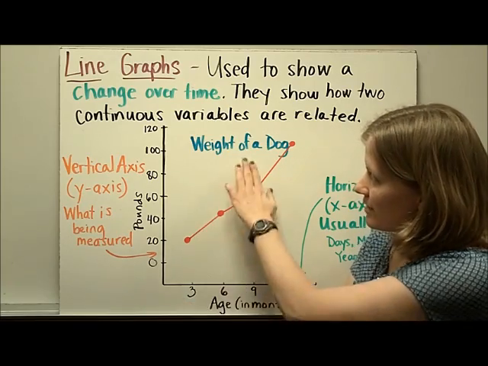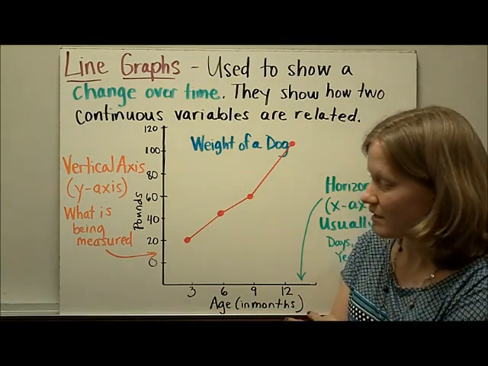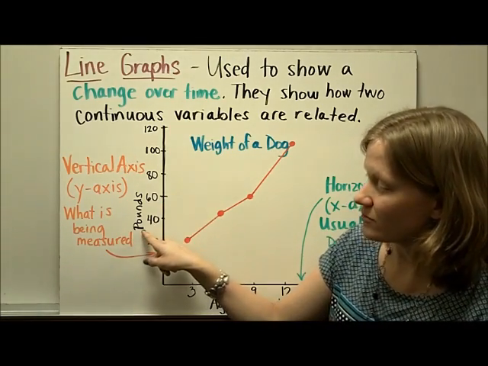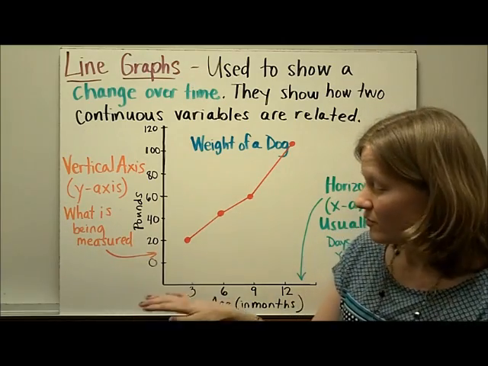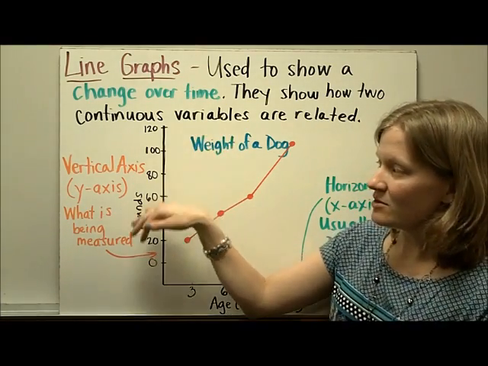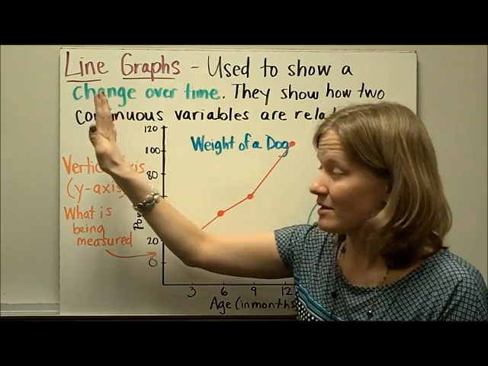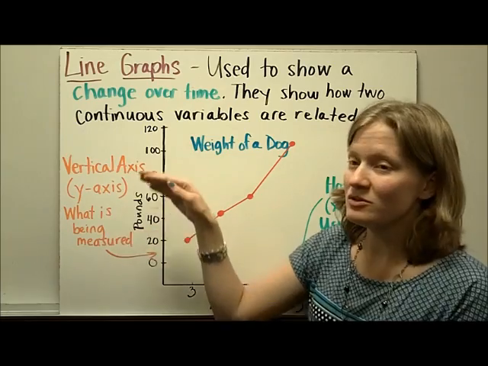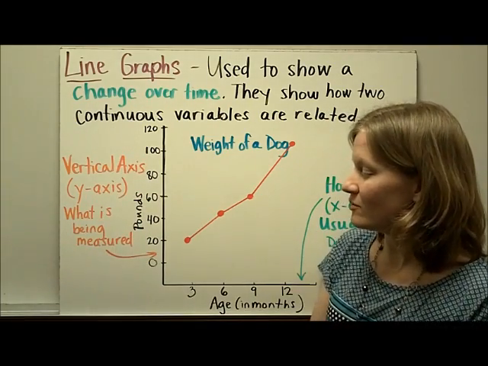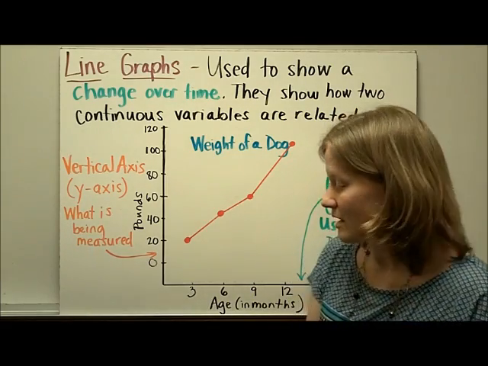So we have the weight of a dog, and I have the age of the dog listed on the horizontal axis, and the vertical axis shows the pounds, or the weight of the dog. So both of these are going to continue on. The dog may not continue to gain weight at some point, but you'll be able to continuously measure his weight. So both of these are continuous variables, and the line is going to show how his weight changes over time.